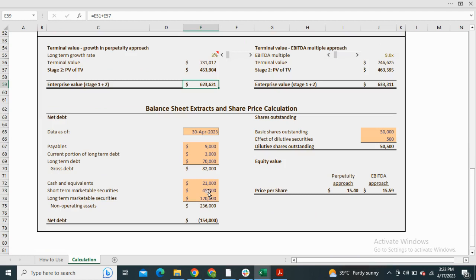So first we have calculated the net debts. The net debts are calculated by subtracting the current assets from the total liabilities. Hence, the price per share is calculated by subtracting the enterprise value from the net debt and dividing it by the outstanding shares.